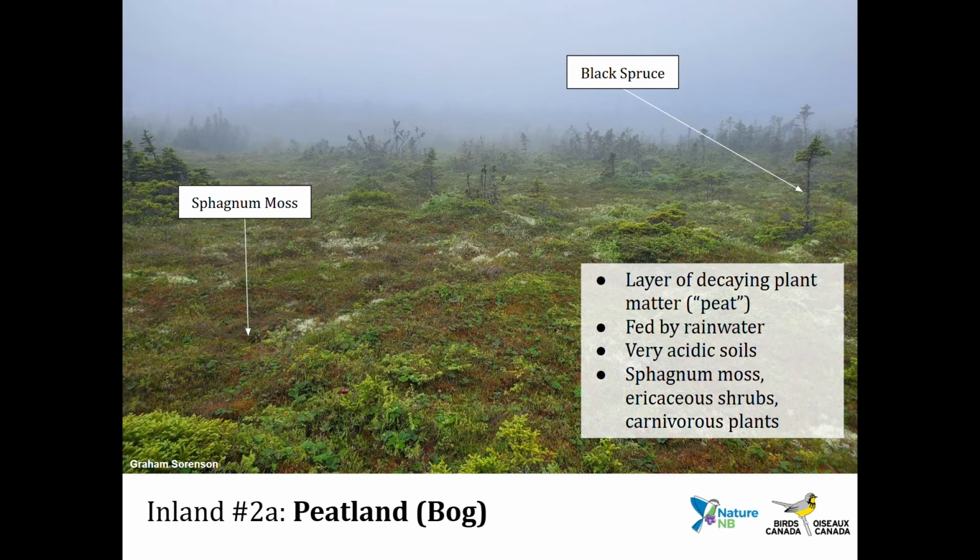And interestingly, they are also home to carnivorous plants like pitcher plants and sundews. And this is because the nutrient-poor conditions favor an alternative strategy for plants where they can get nutrients from insects rather than from the soil.